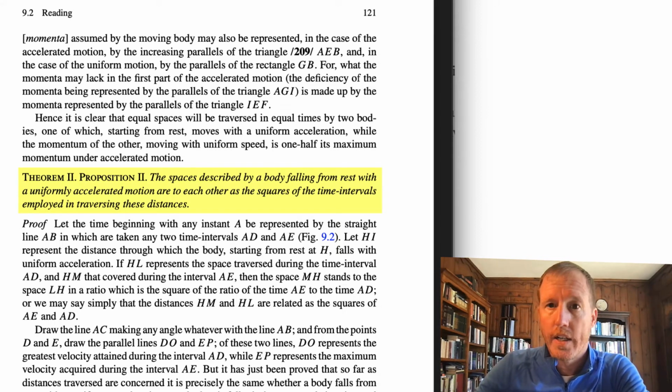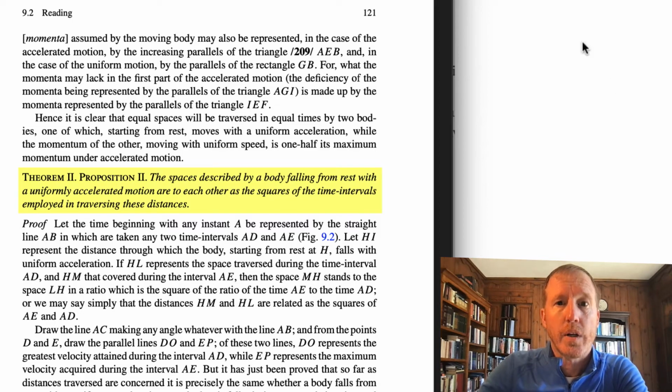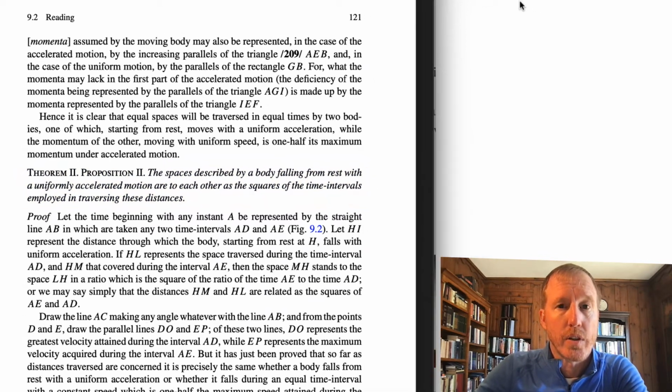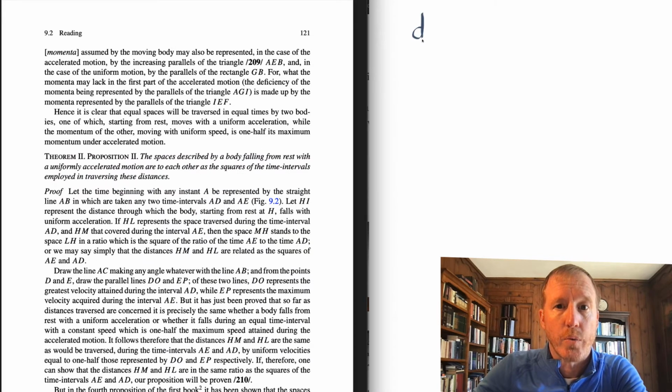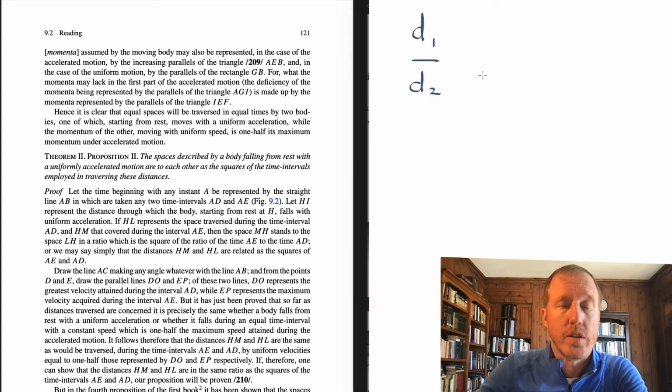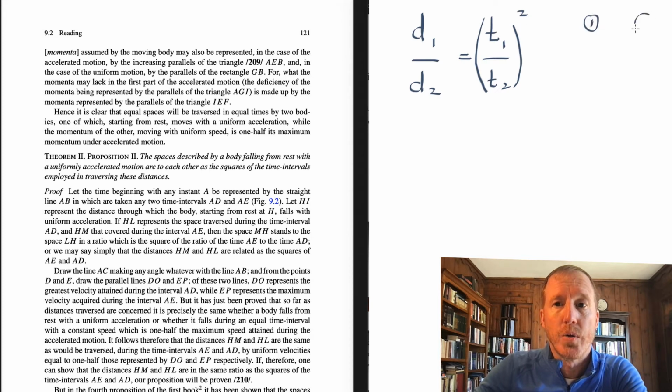What is he saying here? He's saying if you consider two objects, both of them falling, and they're falling for different intervals of time, then one can compare the distances they fall using the time intervals. So if you consider an object 1, which is falling a distance d1 in some time interval t1, and an object 2 falling a distance d2 in a time interval t2, the ratio of the distances goes as the ratio of the times squared. So this provides a way of comparing two falling objects falling for different time intervals.